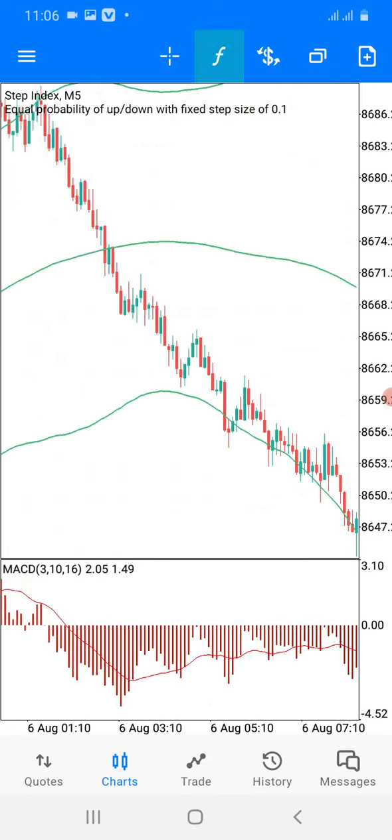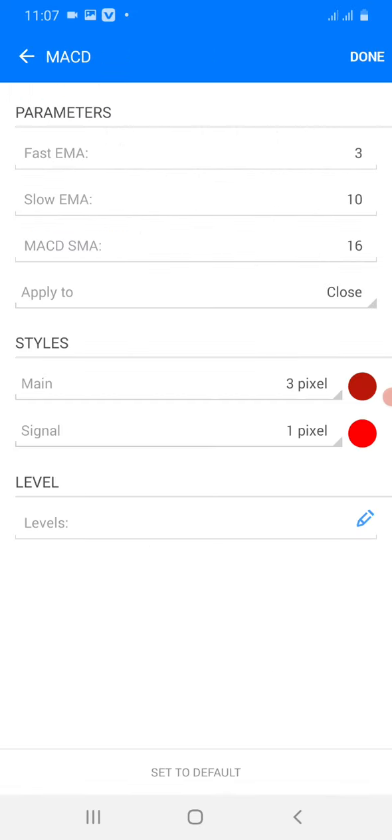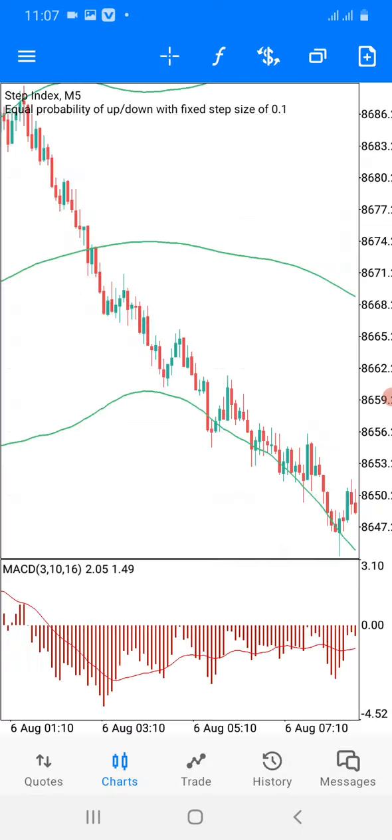So let me show you the setup. Okay, what we are using is the MACD. Our fast EMA is 3, slow EMA is 10, MACD SMA is 16, our main line is 3 pixels, the signal line is 1 pixel. Then you click on done.